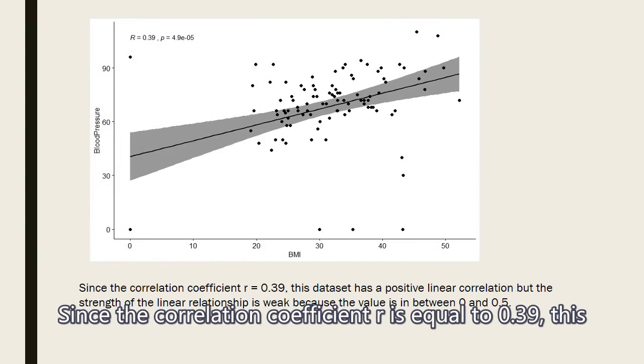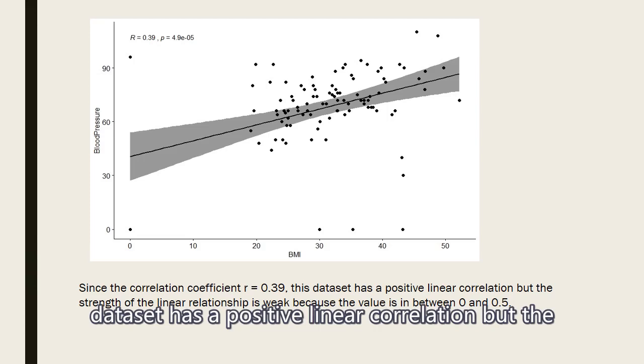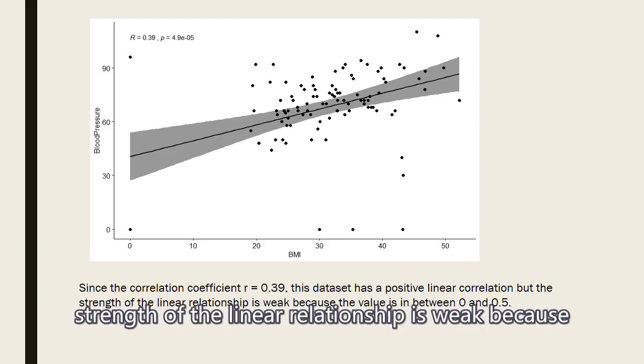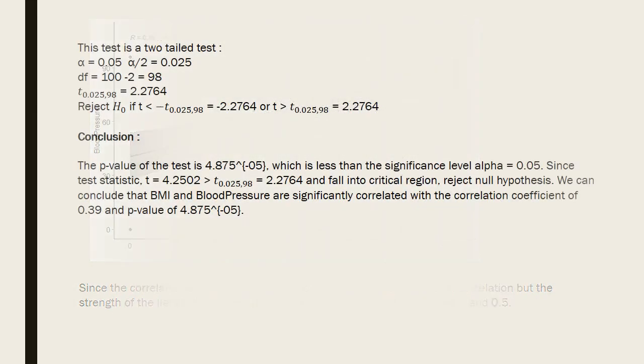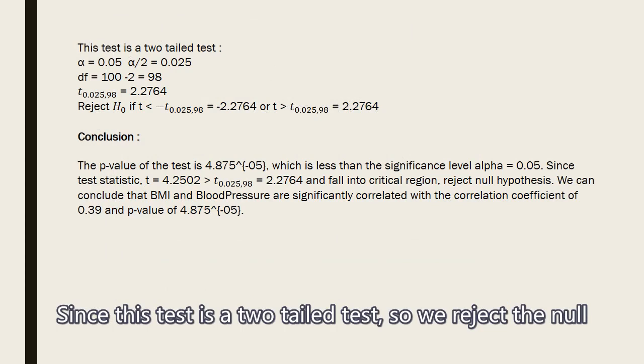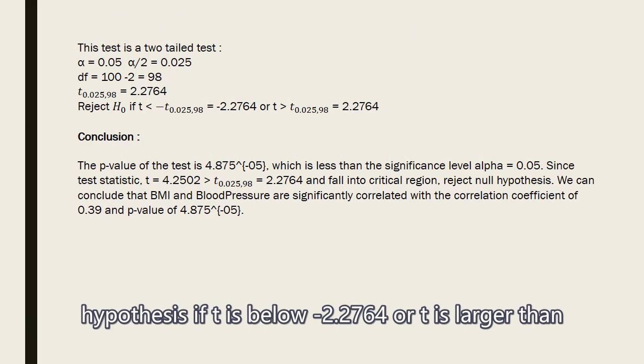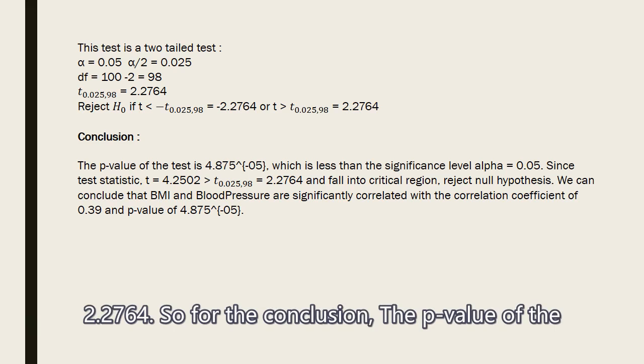Since the correlation coefficient r is equal to 0.39, this dataset has a positive linear correlation, but the strength of the linear relationship is weak because the value is between 0 and 0.5. Since this is a two-tailed test, we reject the null hypothesis if t is below negative 2.2764 or t is larger than 2.2764.